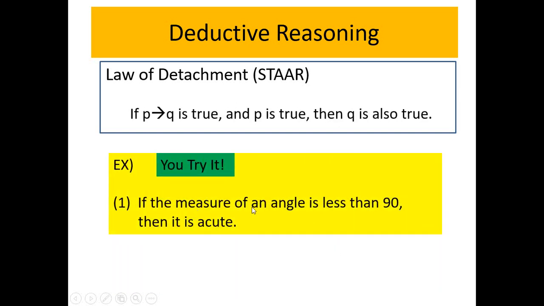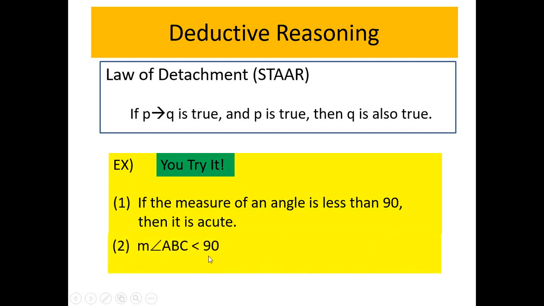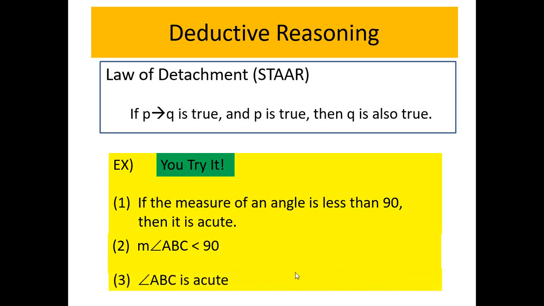Okay, or I was going to get you to try it. Okay, if the measure is less than 90, then it's acute. Make up a name for an angle so it gets specific. You could have paused there, but I didn't even say that. Didn't think about it. Don't want to start over. Okay, so the measure of angle ABC is less than 90. So therefore, what's true about measure of angle ABC? Well, it's going to be acute, right?